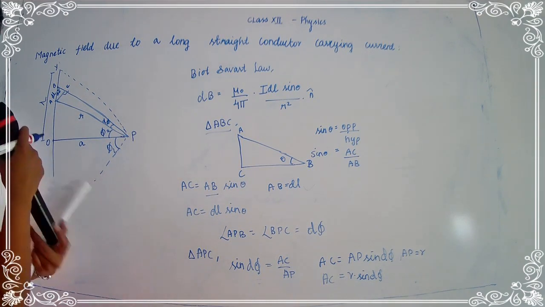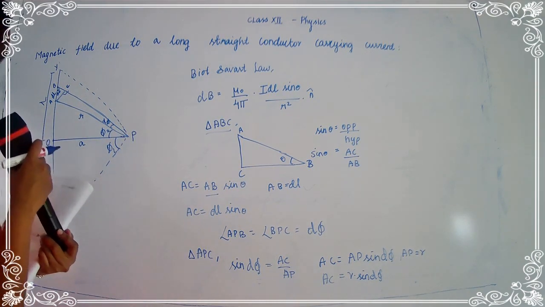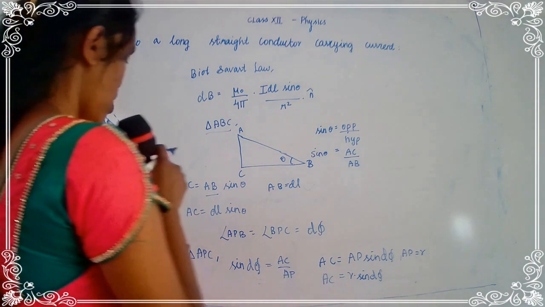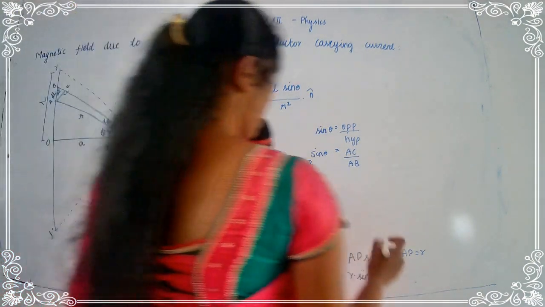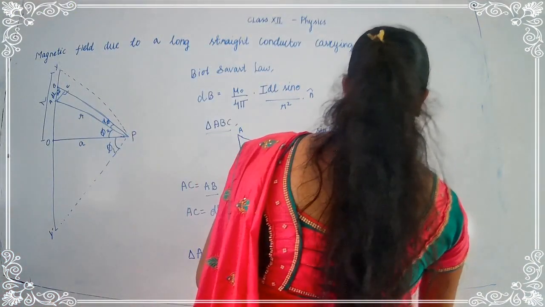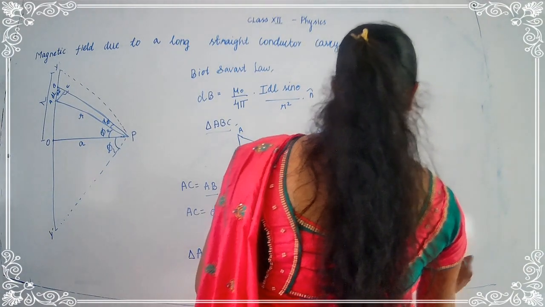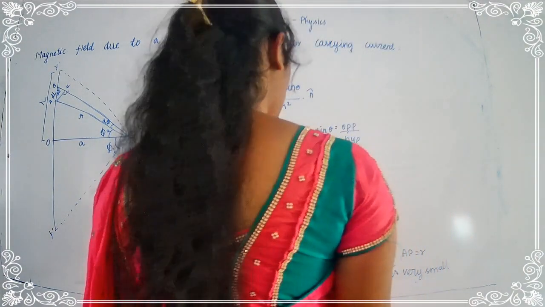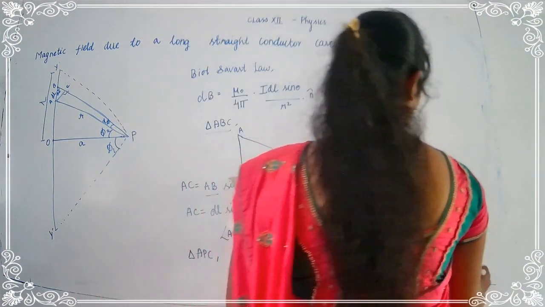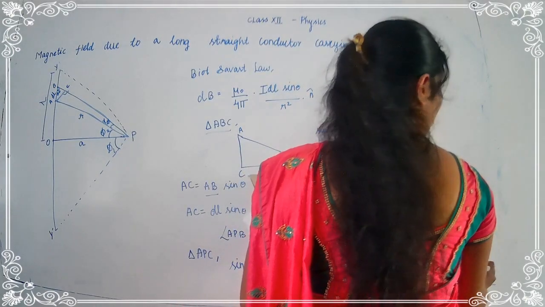So we came to a conclusion that sin d phi is very small. So we are replacing it with d phi. The sin value gets cancelled.